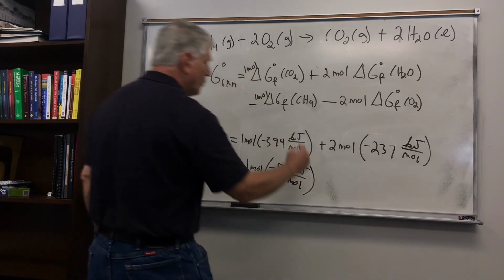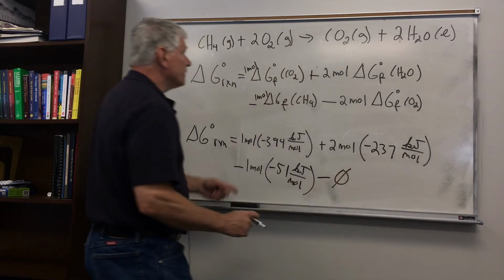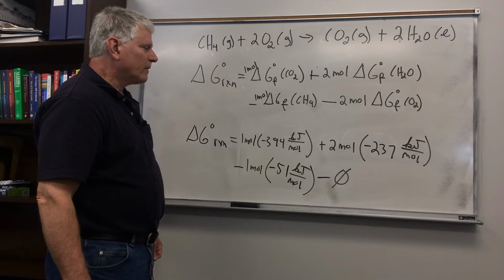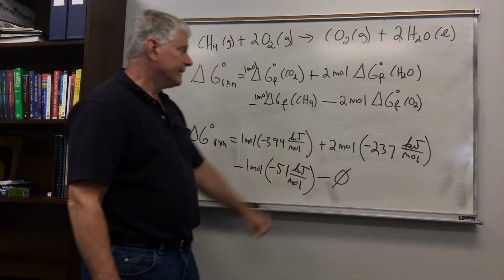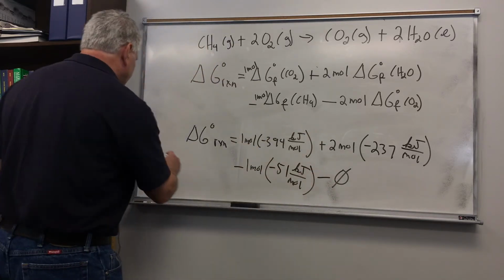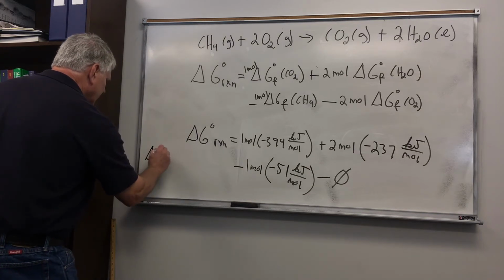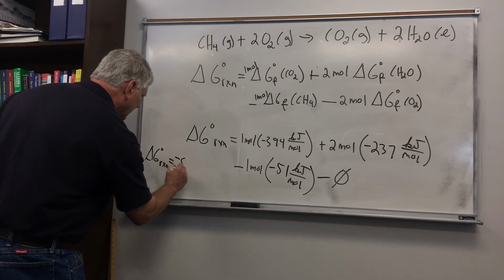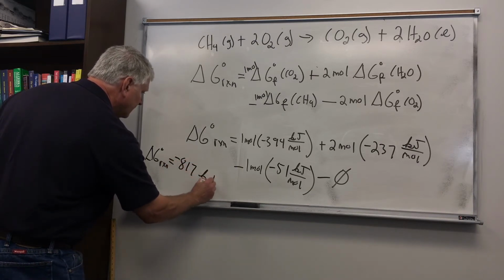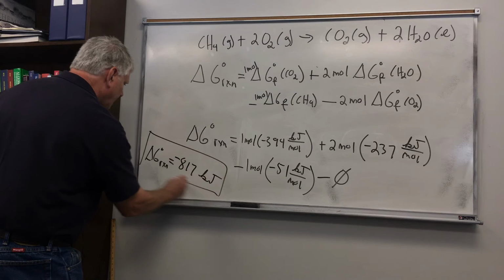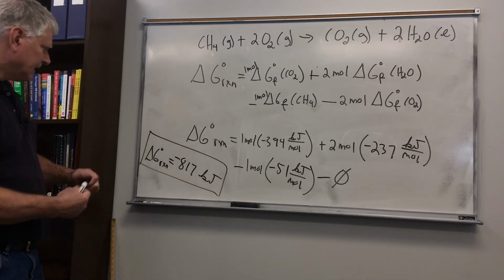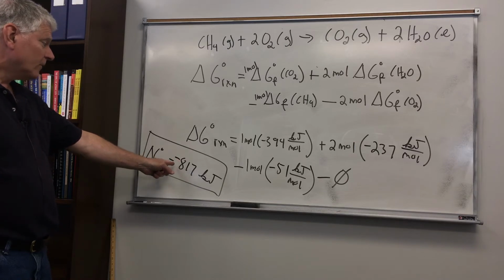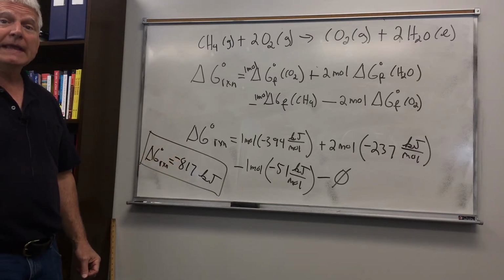And subtract 2 moles of oxygen, but that's an element in its most stable form, and at 1 atmosphere pressure, that's 0. So this gives me a delta G of reaction of negative 817 kilojoules. So we see that the Gibbs free energy of this reaction is negative, which means it is spontaneous.